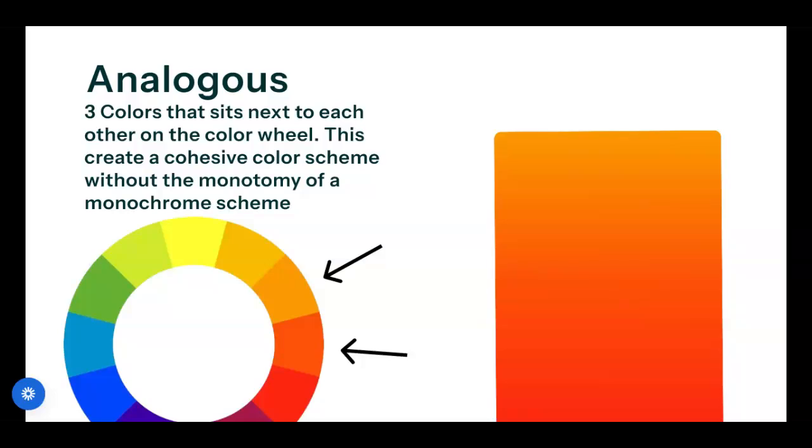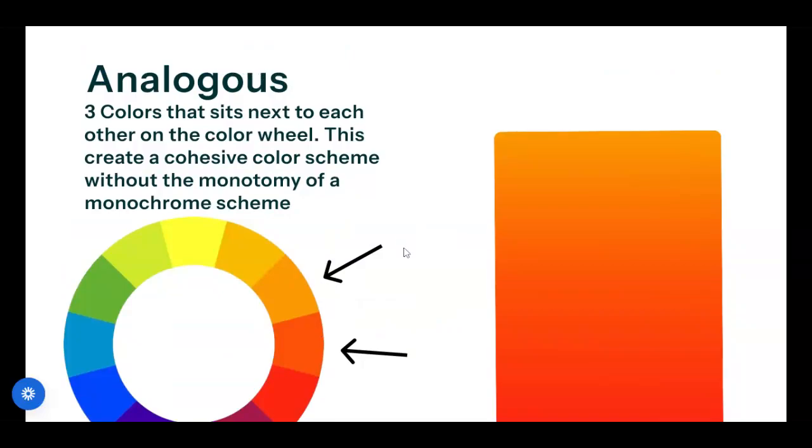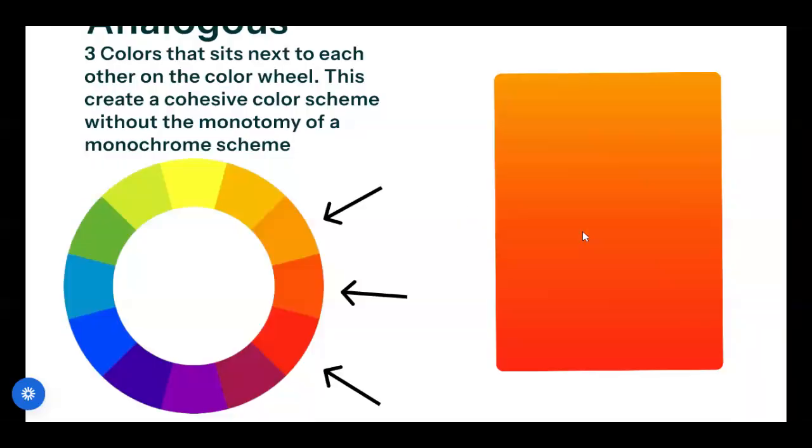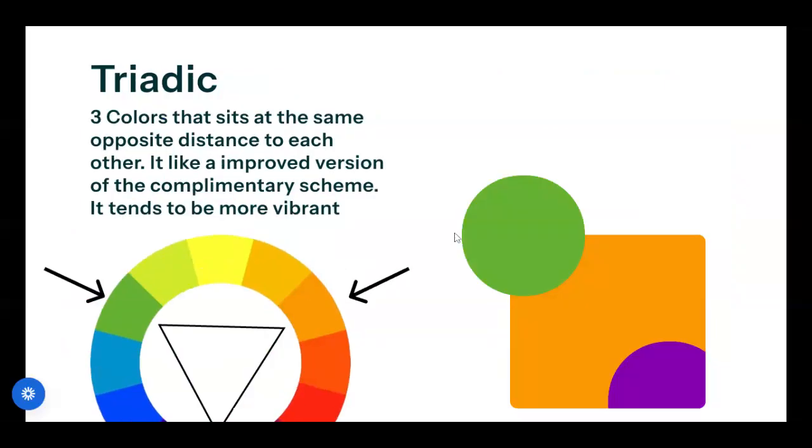Next up is the analogous color scheme. Analogous involves three colors sitting next to each other on the color wheel. So you have, for example, red, orange, and a little bit of yellow. This creates a cohesive color scheme similar to your monochrome, but it's more flexible. You can see this example here of the gradient color scheme. So this is an example of an analogous color scheme.